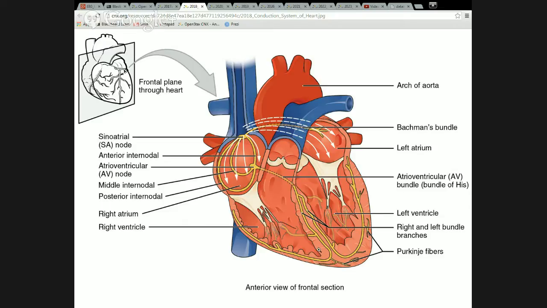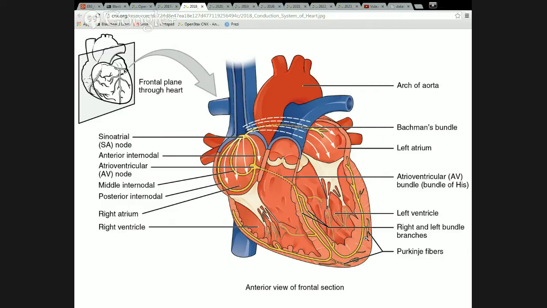Okay. Branches off of the right and left bundle branches are called Purkinje fibers, which then connect to the ventricular myocardial cells and spread the signal through the rest of the ventricles.